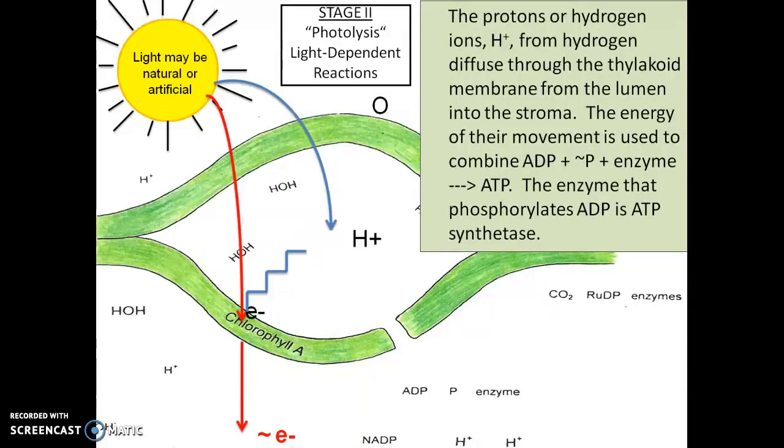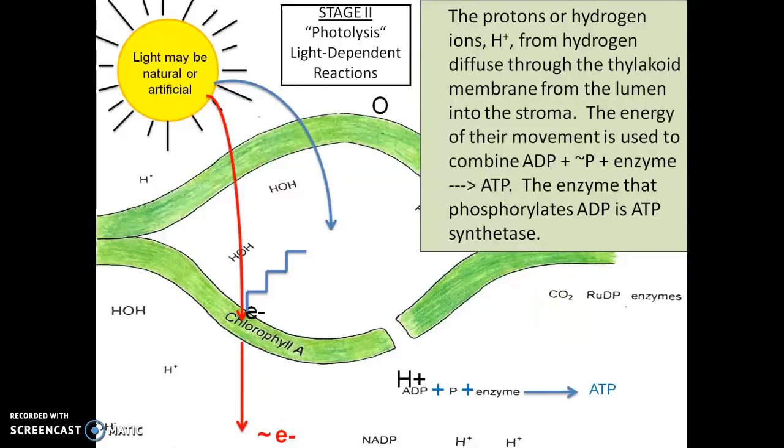And then our hydrogen ion is going to diffuse from an area of high concentration in the lumen to an area of low concentration into the stroma. The energy of this movement is actually used to combine ADP and a phosphate, which we know as phosphorylation from the last video. When you add ADP and a phosphate, with the help of an enzyme, we get ATP, the king of energy molecules. So we've created an energy source here that, you guessed it, we're going to use later on. So keep that in mind.